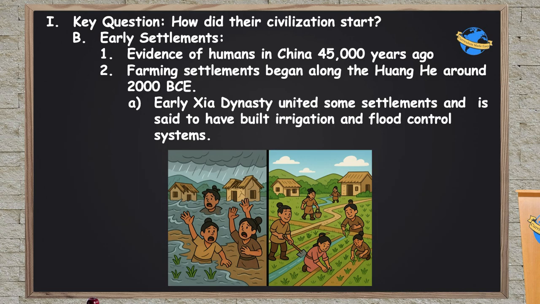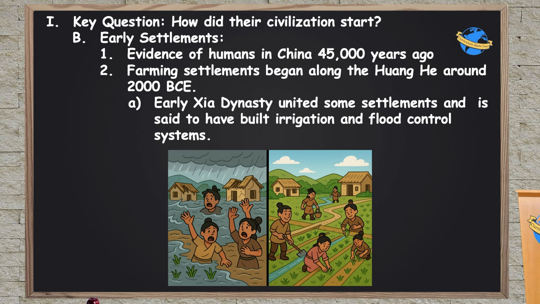Now, the earliest evidence we have of Homo sapiens, our species, arriving in China is about 45,000 years ago. Now, farming settlements begin along the Huanghe, or the Yellow River, around 2000 BCE, so that's about 4,000 years ago. This means that we've had people living in China as hunter-gatherers for roughly about 40,000 years before they begin farming.